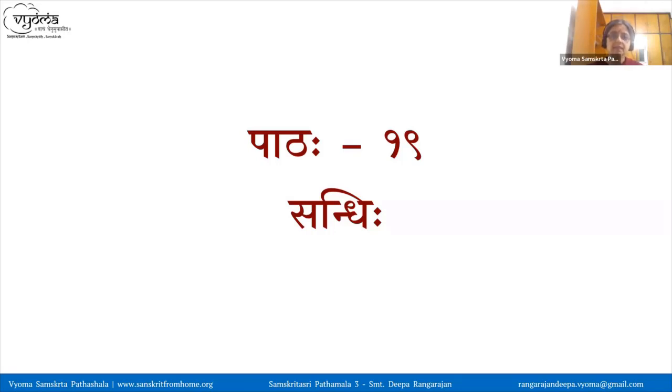As we said, sandhi or samhita is compulsory only in three situations. One is within a word, two is in a samasta pada, and three is between upasarga and dhatu. Dhanyavadah, Bhagini.